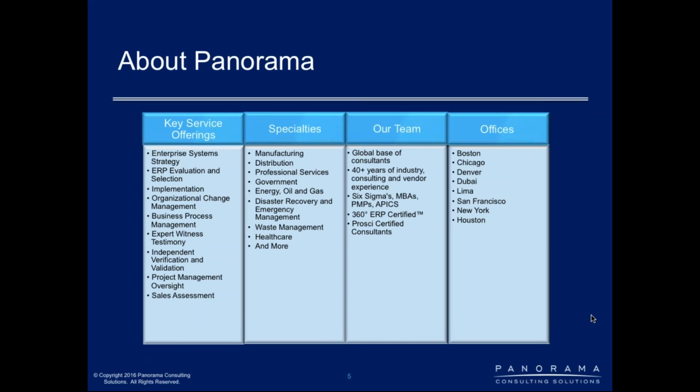In addition to manufacturing and distribution, we do work in a number of other industry verticals, primarily professional and financial services, government, healthcare. Those are some of the main areas that we work in, as well as some other sub-verticals that you see listed there on the slide.